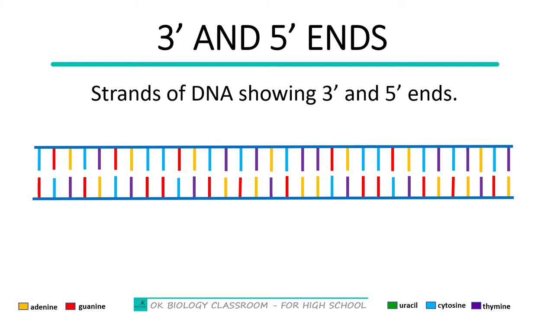So let us consider the strand at the top in this particular case, what we can call the upper strand on my screen here. This strand has a 3' end and a 5' end. In fact, for our level, I'm not going to explain in detail what makes us refer to one end as a 3' end and the other end as a 5' end. But what we need to notice is that each strand has a 3' end and a 5' end.